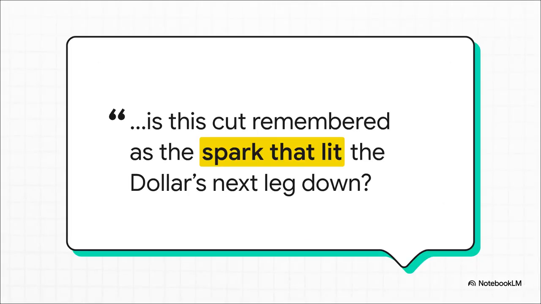And the author leaves us with this final, very provocative question. Beyond just the immediate market reaction, he asks, will this decision be remembered as the spark that ignited the dollar's next major leg down? It's a powerful thought, and it really highlights the long-term stakes of a single day's policy, all as seen through the lens of one very critical analysis.